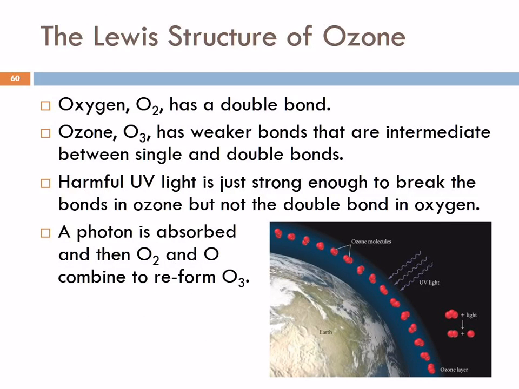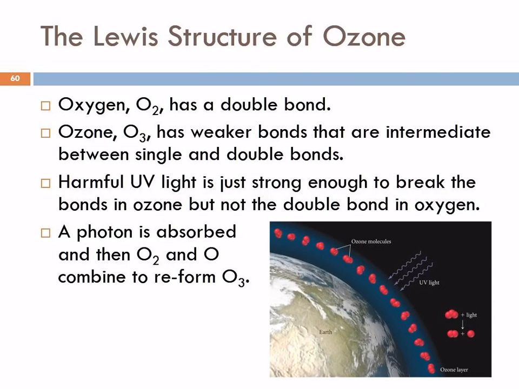And then a little blurb at the end of the chapter, which I won't test you on, but I think is very interesting and applicable: the structure of ozone. Oxygen is O2. That has a double bond. Ozone, O3, has weaker bonds that are intermediate between single and double bonds. It has a resonance structure.